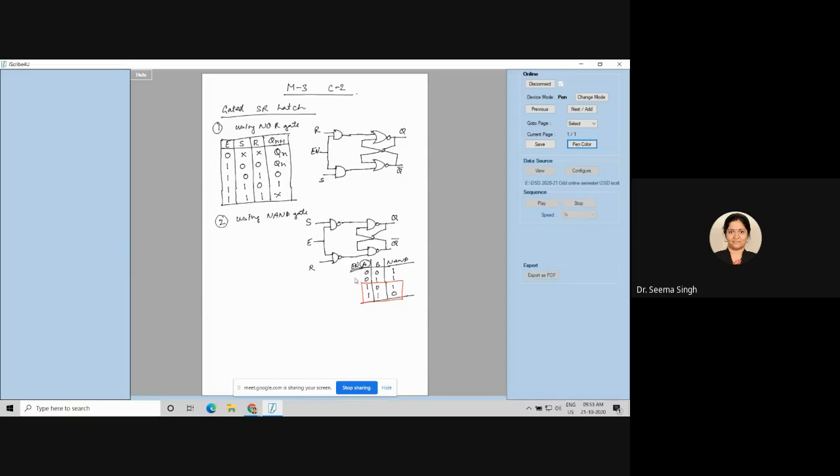And if enable is 0, what is happening? If enable is 0, I am taking one of these inputs A as enable. Okay. I am taking this A as enable of the NAND gate. So when enable is 0, what is happening? You are getting output as 1 1. And 1 1 means what? Do you remember? What was 1 1 for the S bar R bar latch?